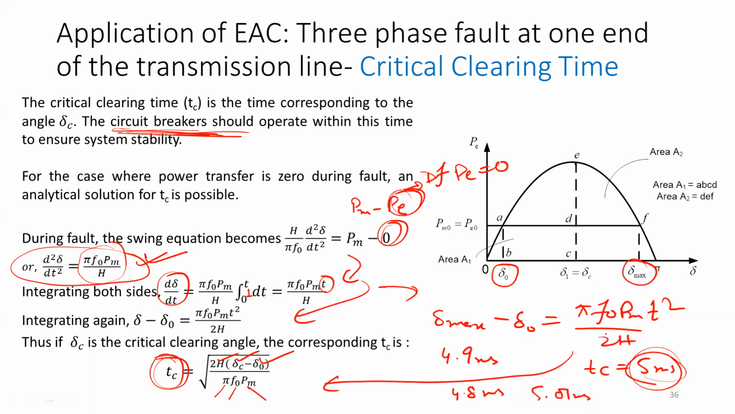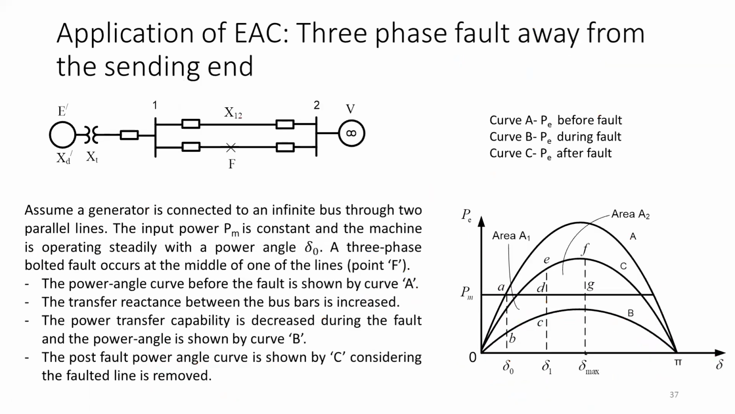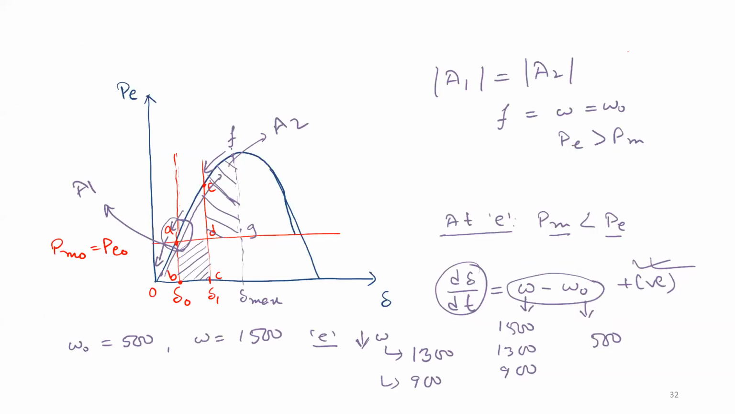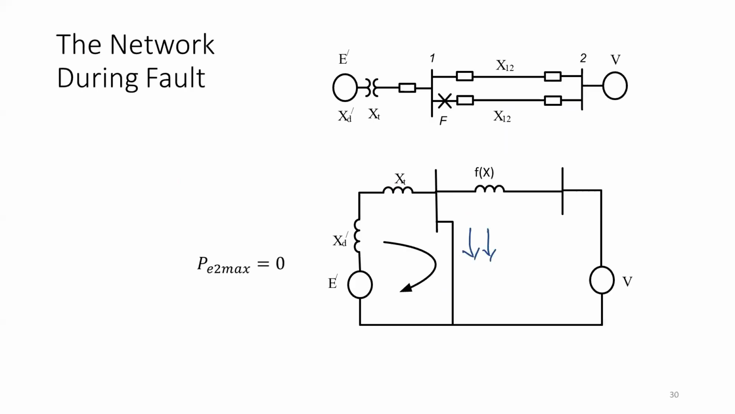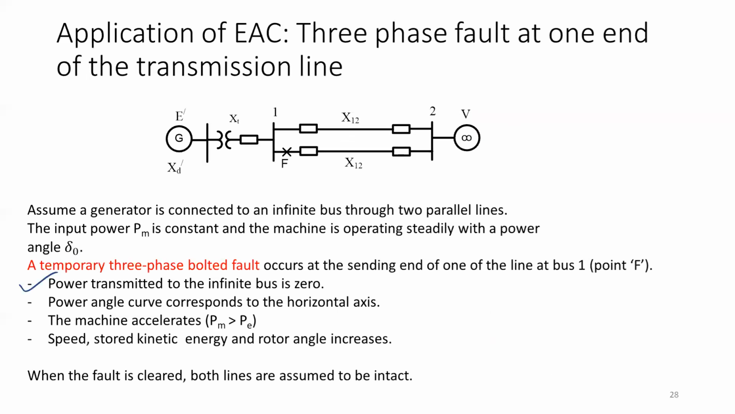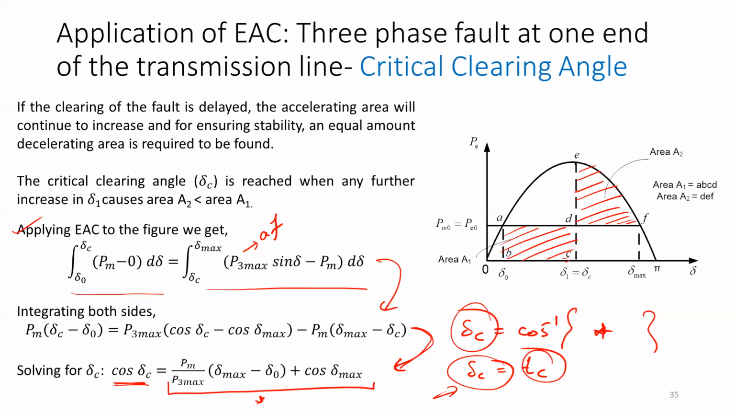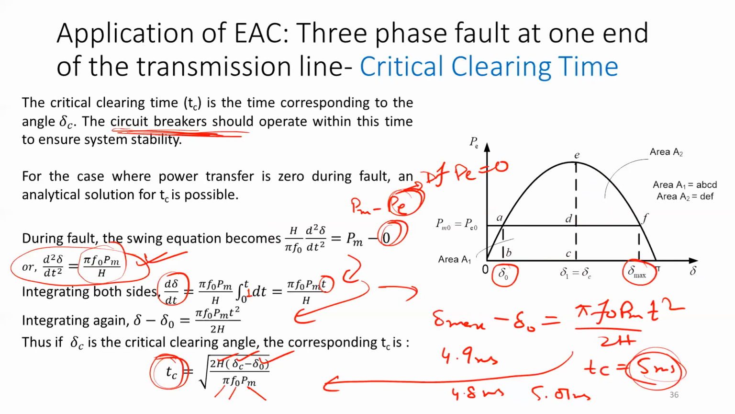So this was the second application. The third application is what will happen if we have a fault in between. I will start this in the next class, not in this class. All the things we discussed today were about what happens if you have a fault at one end of a transmission line. We applied our equal area criterion, saw that we can find the critical clearing angle, and from it the corresponding critical clearing time. My objective is that the circuit breaker should work before that critical clearing time. So is it okay, everyone?